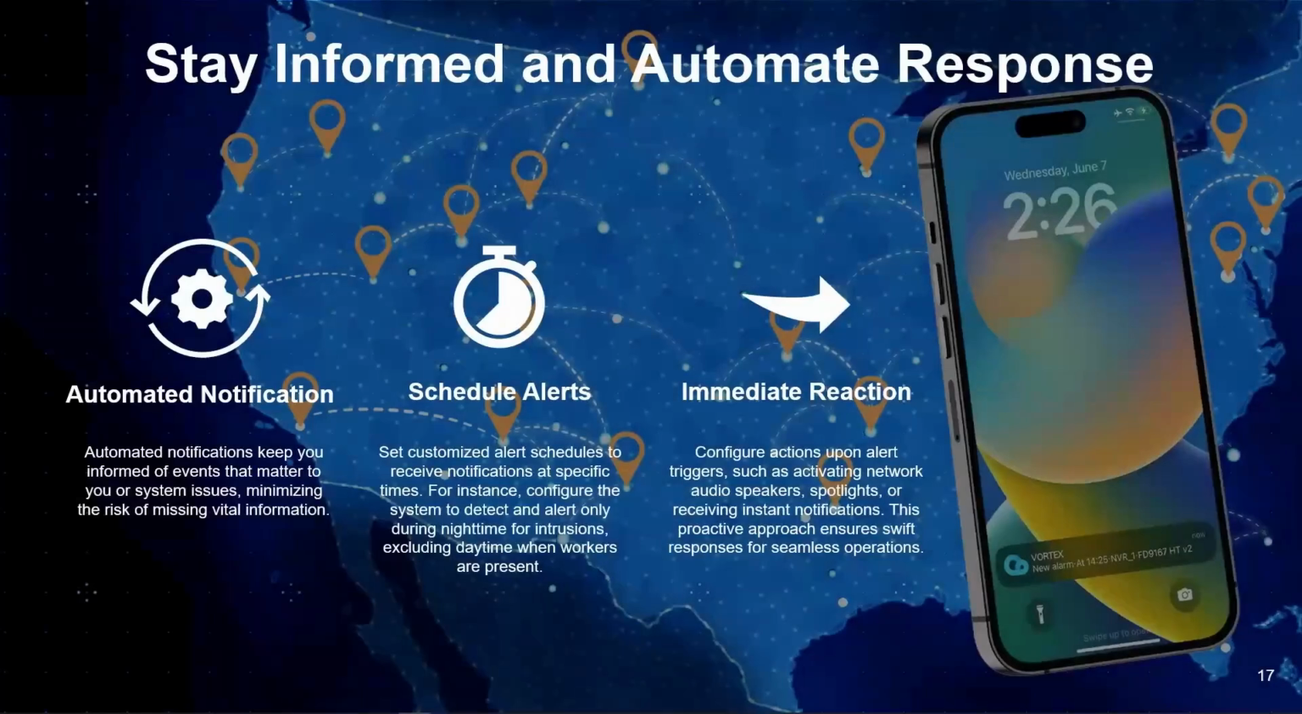They can receive automated mobile push notifications, keeping them informed of events or even system issues, minimizing the risk of missing vital information. Set customized alert schedules to receive push notifications at specific times. For instance, maybe you want to configure the system to notify you only during nighttime for intrusions. You don't want to hear anything going on during the daytime whenever the workers are present.